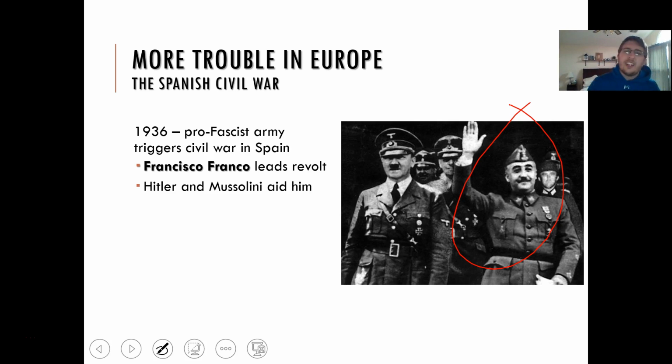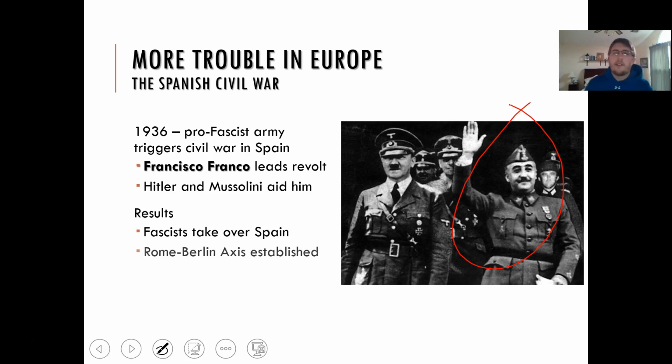They help in order to test out their own military. So it's basically a scrimmage before potentially a bigger conflict later on. And some of the results of this is that, first of all, the fascists are going to take over Spain and basically control it from there on out. But you also have a friendship created between Rome and Berlin. So Italy and Germany working together in this. Now the fascists are basically working together and have a little alliance going. And it establishes another fascist country in Europe.